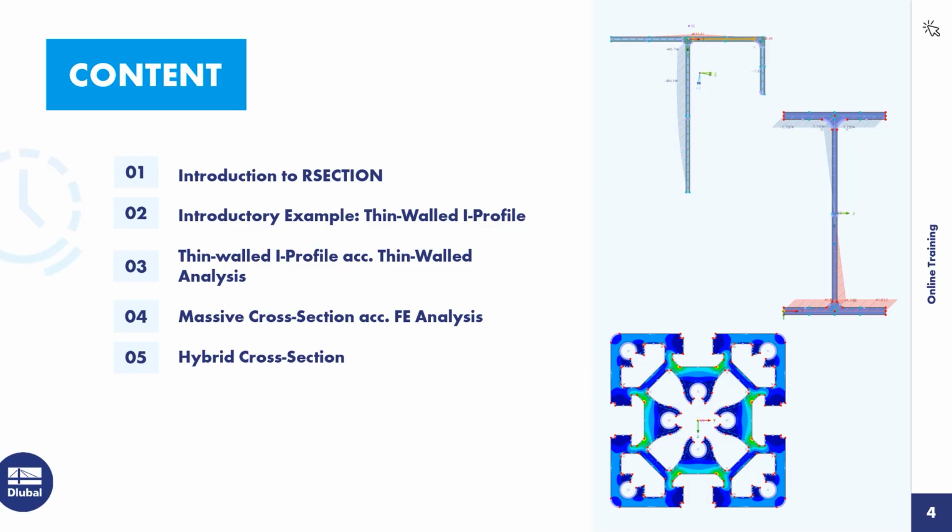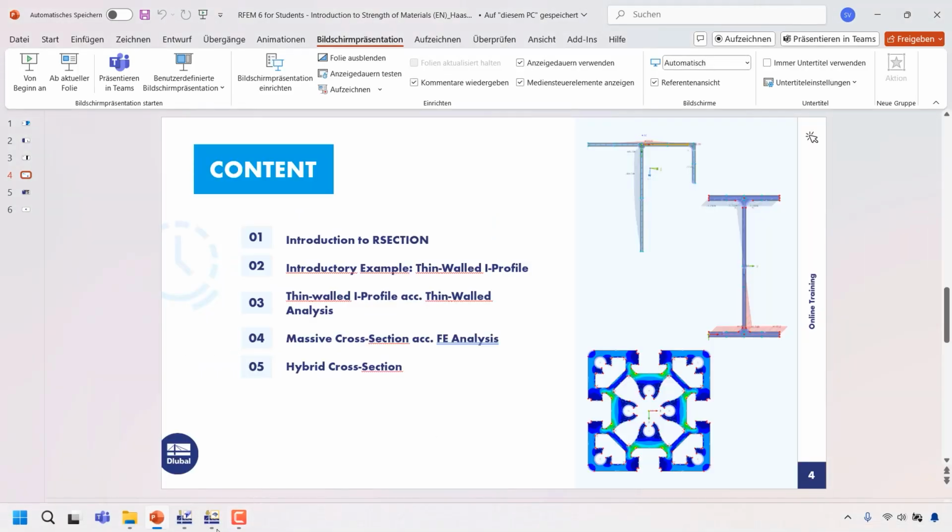In another example, I show you how to insert cross-sections from the database and how you can add other parts to this cross-section. Then I show the modeling of a massive cross-section based on a DXF template. Finally, I model a hybrid cross-section. Then I open RSECTION.